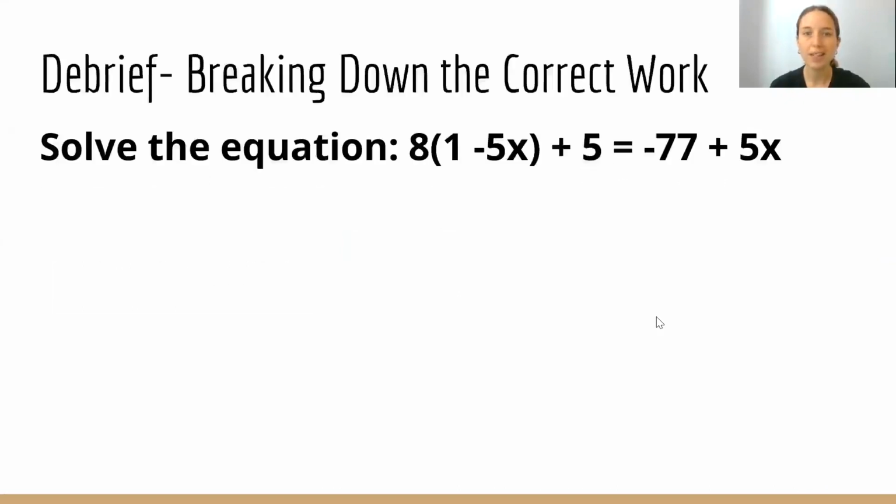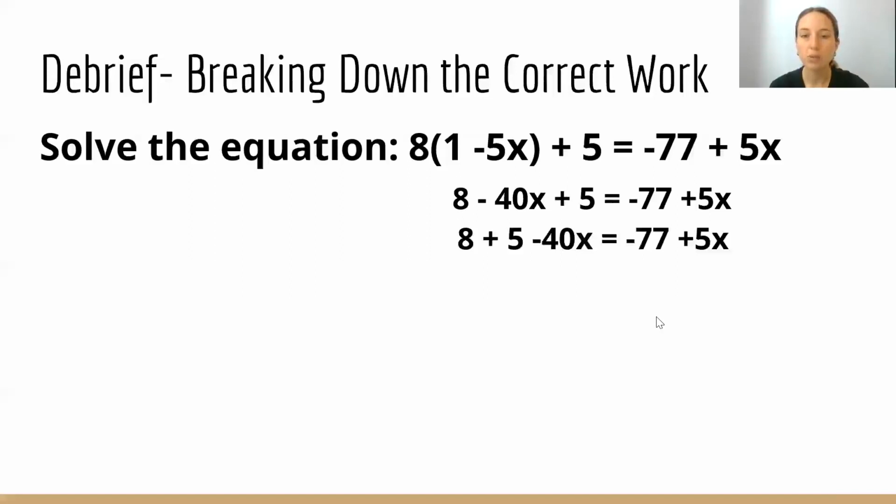All right, welcome back. Let's debrief the correct work for this problem. All right, so here's my equation. The first thing I'm going to do is distribute, right? So now I have 8 minus 40x plus 5 equals negative 77 plus 5x. Next up, what I'm going to do is rewrite so that my like terms are near each other. 8 plus 5 minus 40x equals negative 77 plus 5x. Now I'm going to combine like terms. 13 minus 40x equals negative 77 plus 5x.